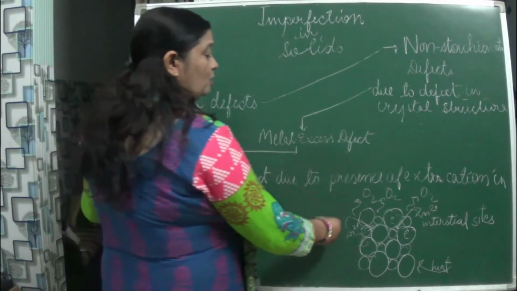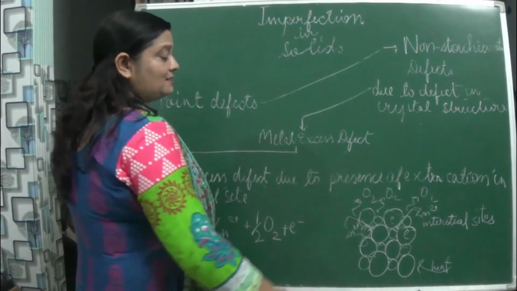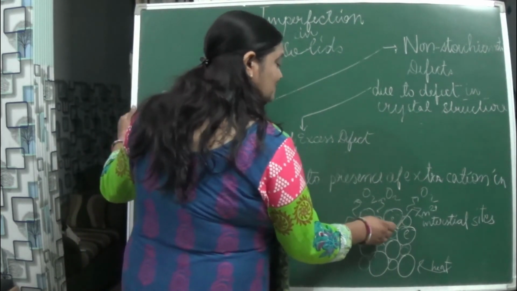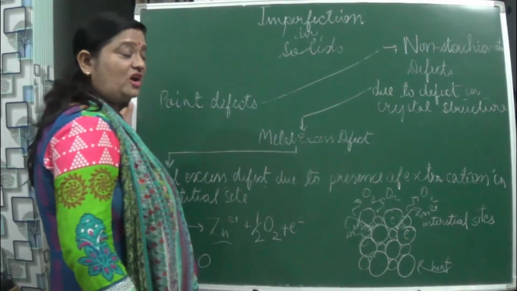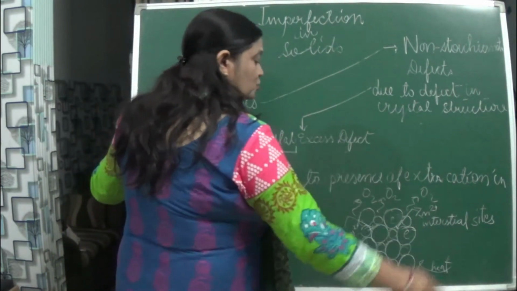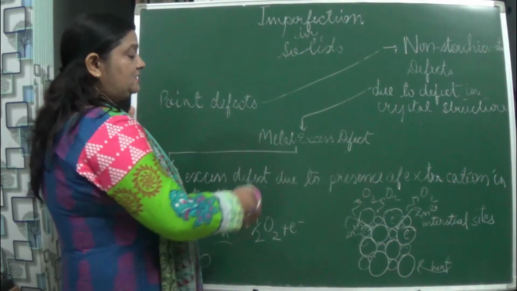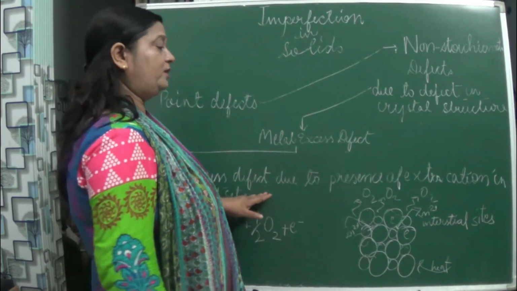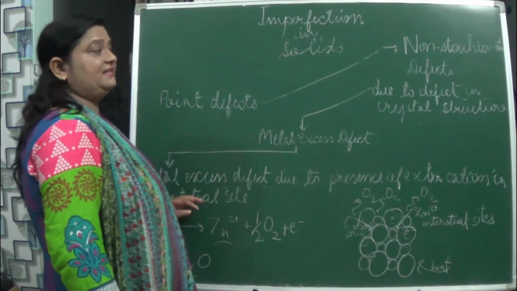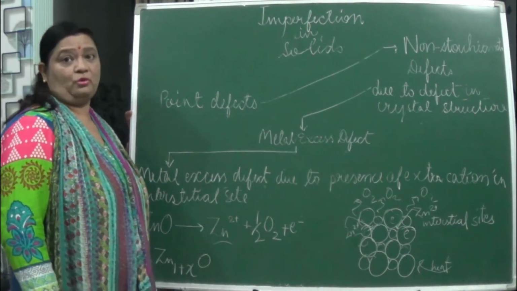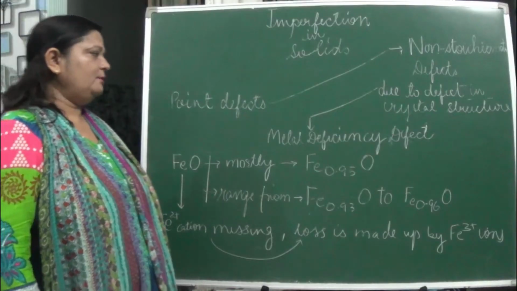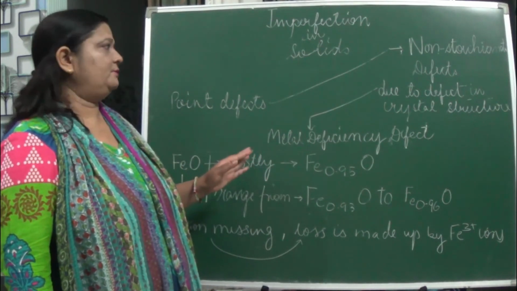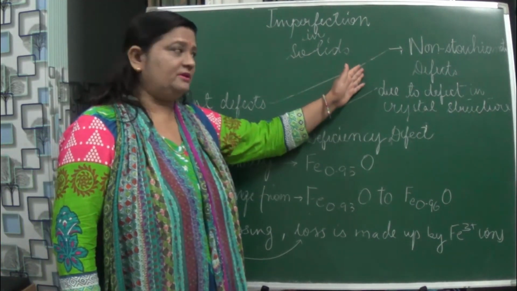So it goes and occupies the interstitial sites, and as the result the excess is due to the extra cation, this extra Zn2+ present over here. This is the metal excess defect due to the presence of extra cation in the interstitial site, and it is a non-stoichiometric defect. Now coming to the metal deficiency defect. This is also a non-stoichiometric defect.